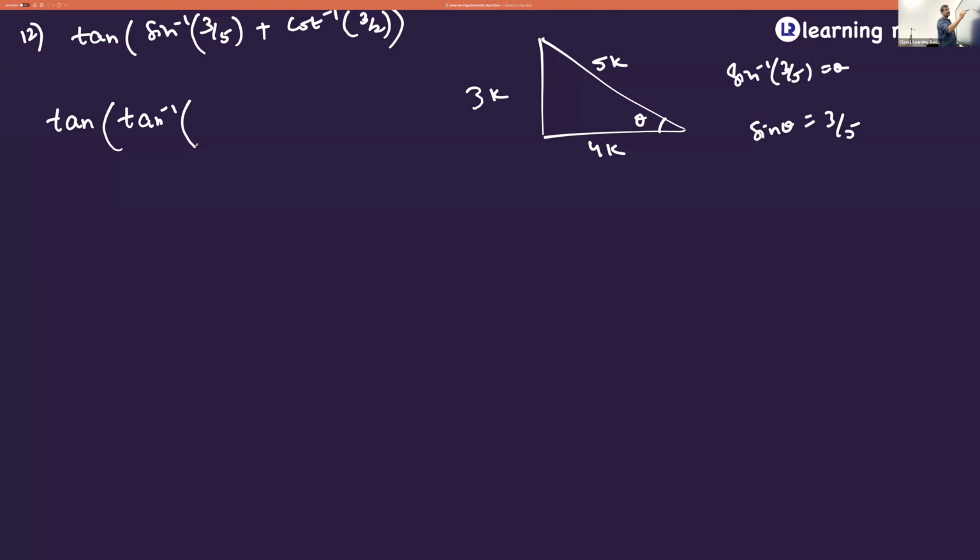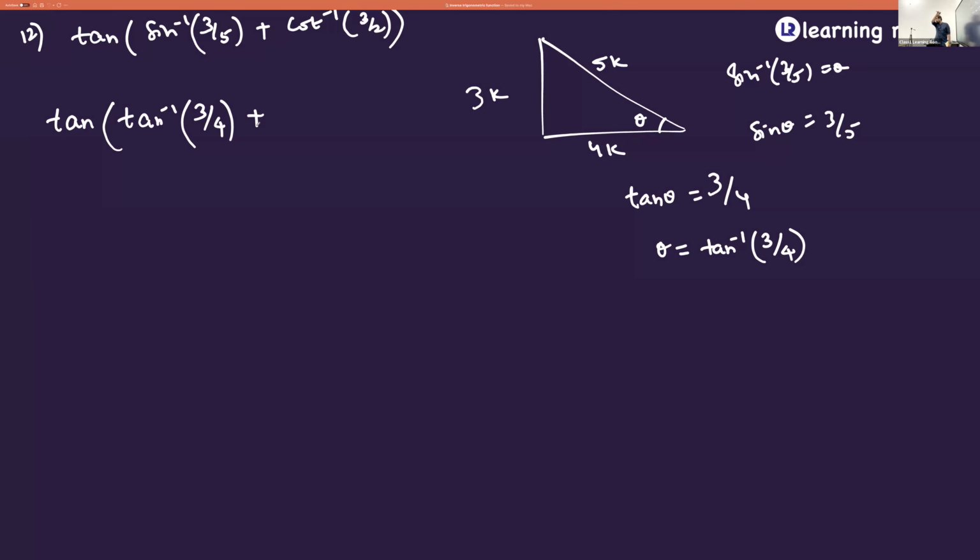See, if sine theta is 3 by 5, what is tan theta from this triangle? 3 by 4, right? Then what is the value of theta? Tan inverse of 3 by 4, substitute it. So tan inverse of 3 by 4 plus. Am I clear with this? You understood how to use a triangle?